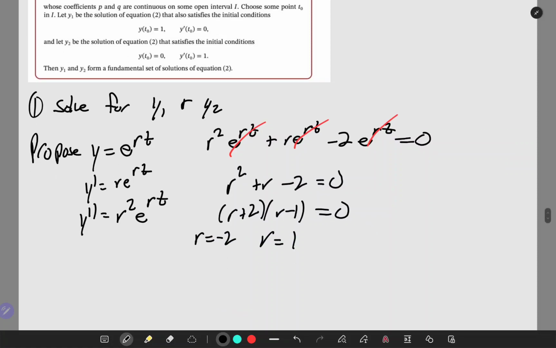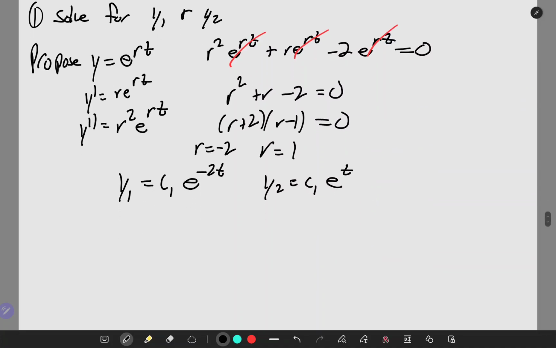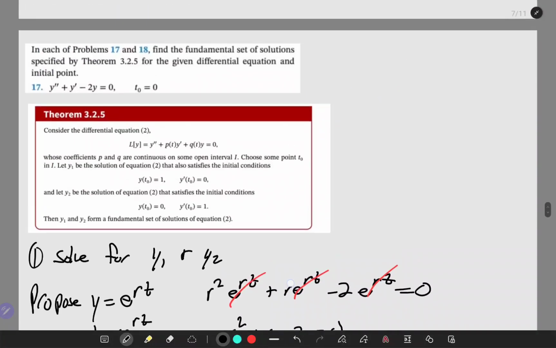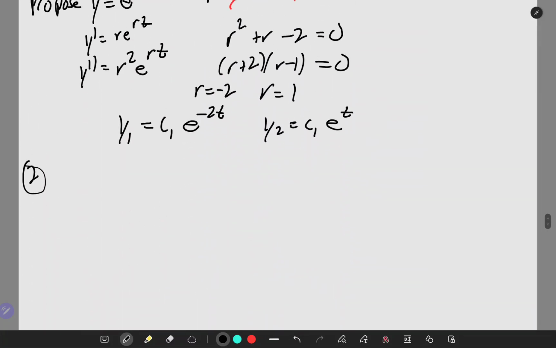So then we can rewrite our 2 solutions now. So y1 is equal to c1 e to the negative 2t, and y2 is equal to c1 e to the t. Okay, so now we have those. We need to now determine, like the problem asked us, find the fundamental set of solutions. We don't know if it is a fundamental set of solutions, so we have to determine if it is.